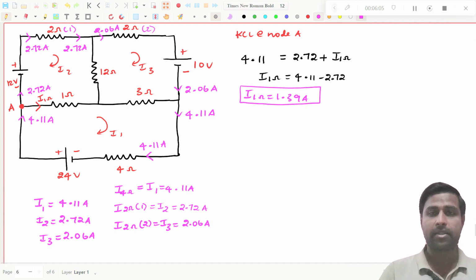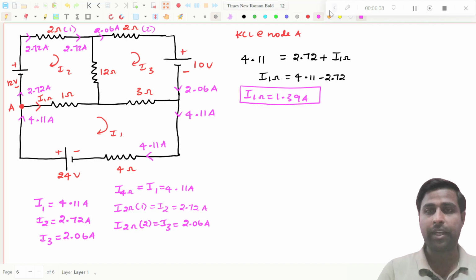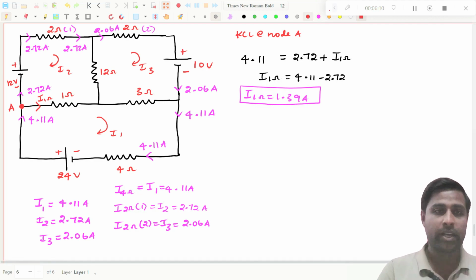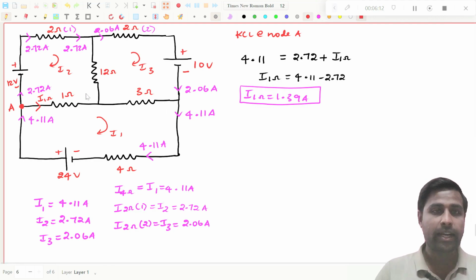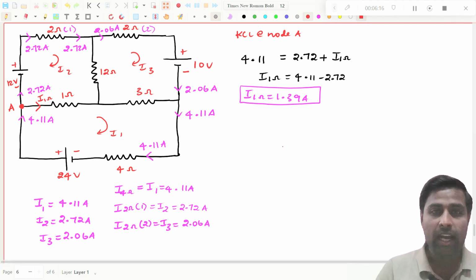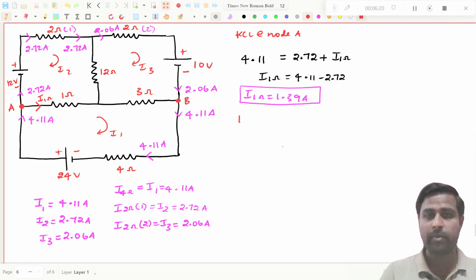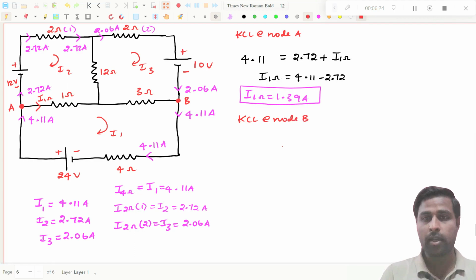1.39 amperes. I need to find what is the current in the 3 ohms resistor. Now I will apply KCL here. Simple, right? Make it as B. So KCL at node B.